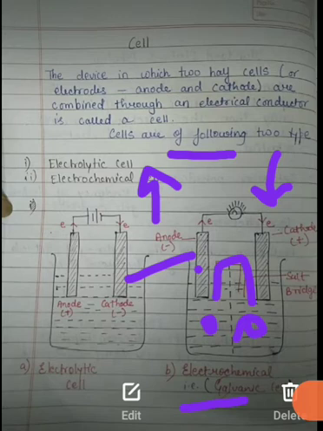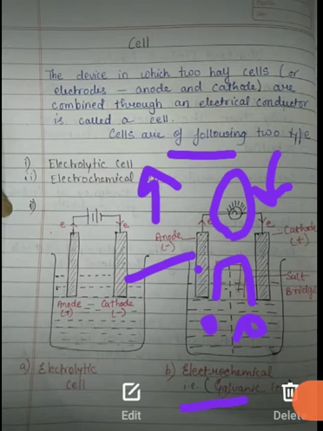How is this generated? If you connect a bulb or any source in between the wire, just connect the two electrodes with a wire, then you will see that the bulb will shine. So this means that it is a spontaneous process, that is, chemical energy is generating electrical energy.